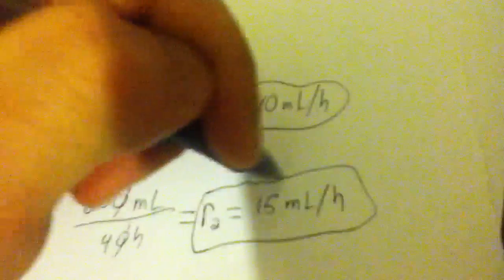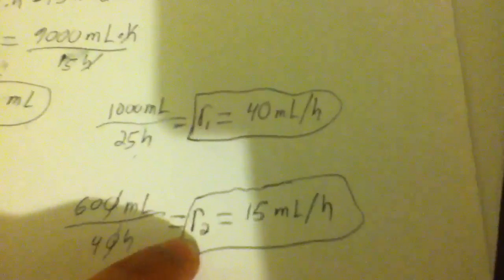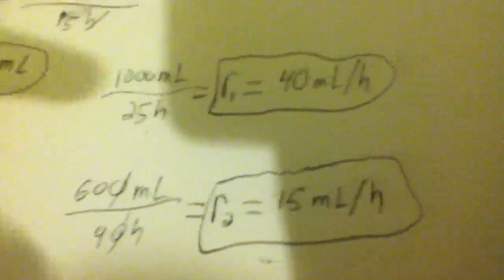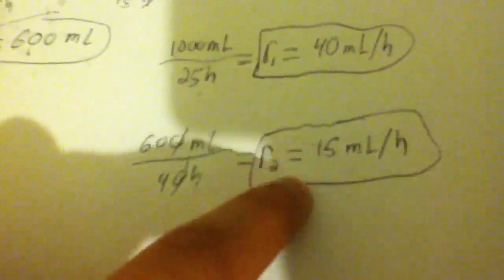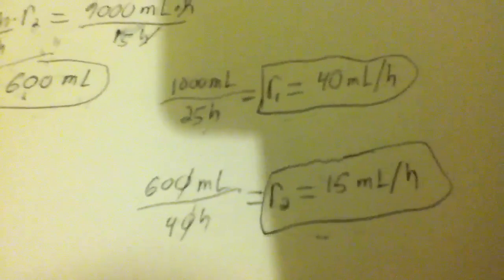Okay, so we answered the question. Now the rate of rainfall for storm 1 is 40 milliliters per hour, and the rate of rainfall for storm 2 is 15 milliliters per hour, and that makes sense because the sum of the rainfalls was 55 milliliters per hour, so 40 plus 15 is 55. Alright, so I hope that helped.